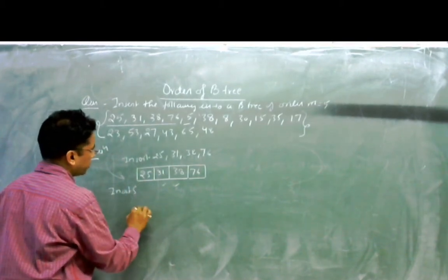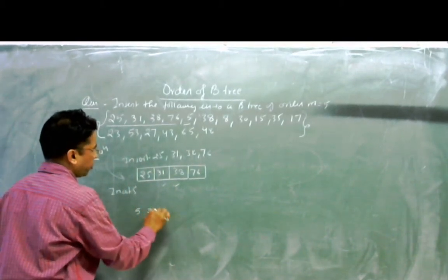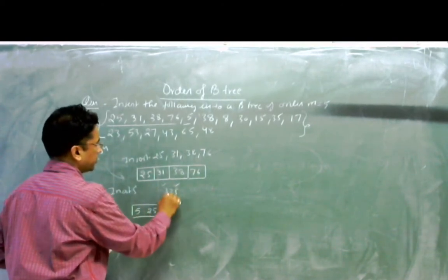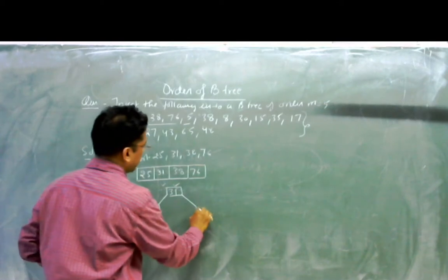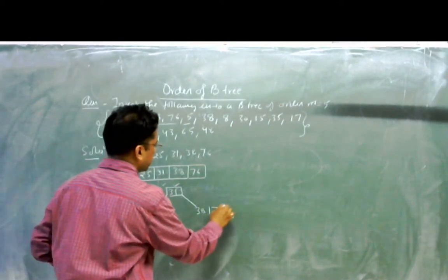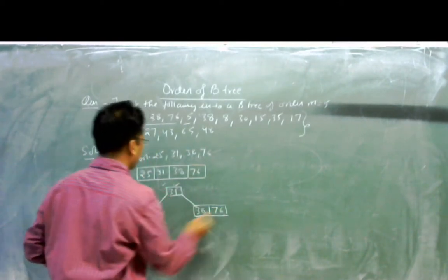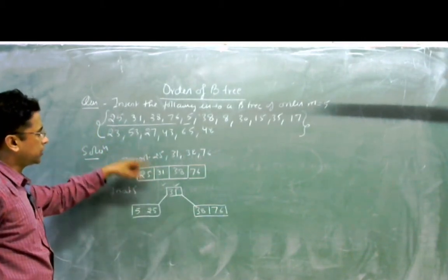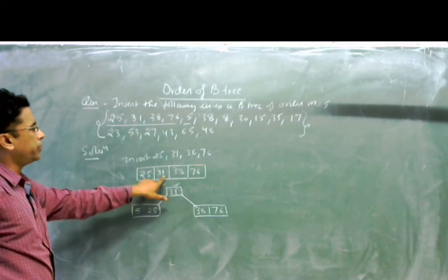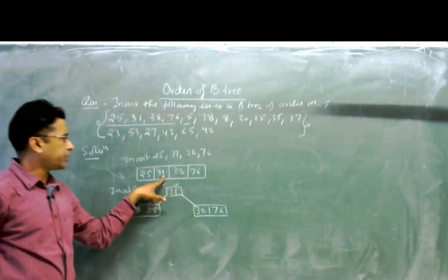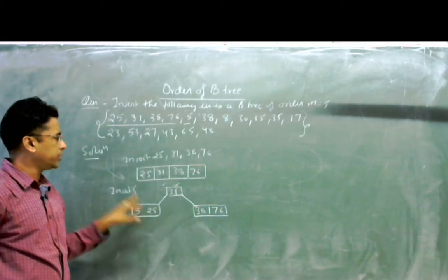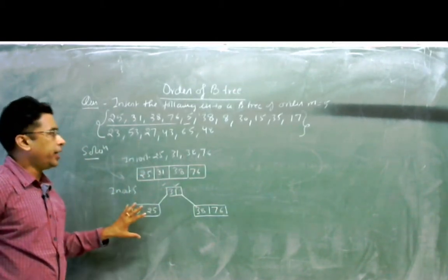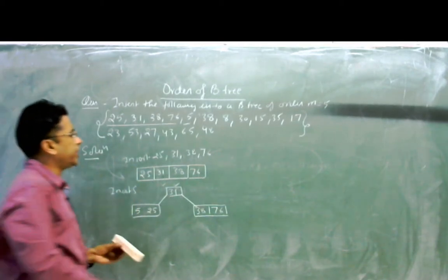So after the insert, this will become like 5, 25, 31, then 38 and 76. Right? I have inserted the numbers like this because I have made the second element the root element after inserting this node. Right? It's okay. And now I shall insert the next element, that is 38.